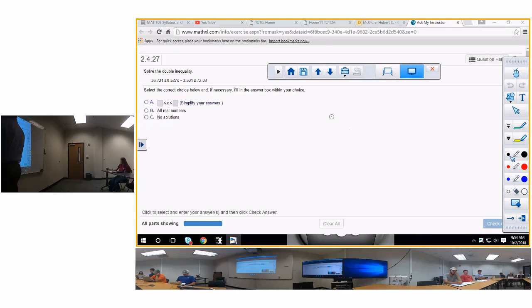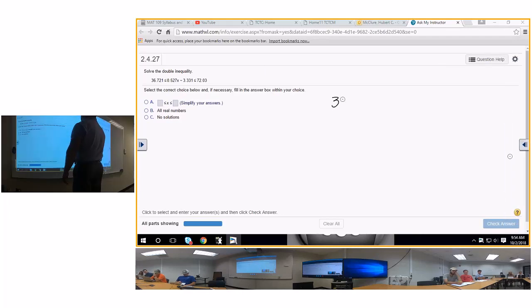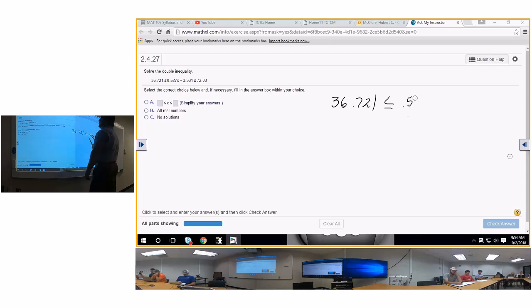This is a good test question. Although I don't like to do these, it still might be on a standardized test, and I could put it on mine, but I usually give regular type inequalities, not the double. 0.527x minus 3.331 less than or equal to 72.03.